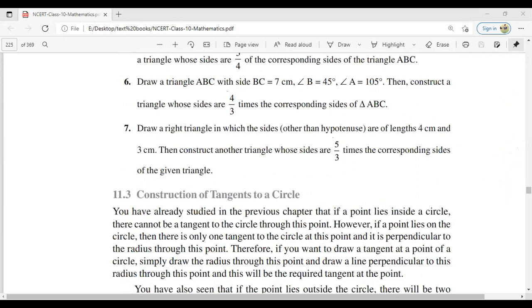Draw a right angle triangle, then consider another triangle whose sides are the same. Here you have to draw a right angle triangle whose two lengths 4 and 3 centimeters are given, not hypotenuse. So we can take here 4 centimeters and here 3 centimeters because it is a right angle triangle, and then we can join. So any side, we can take any side for dividing. It is not necessary that bigger side should be taken as a base. You can take this also base.